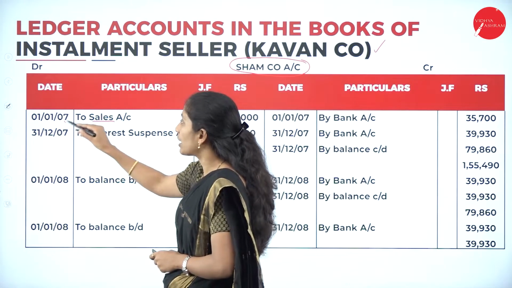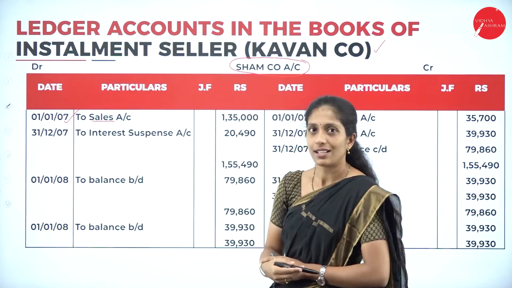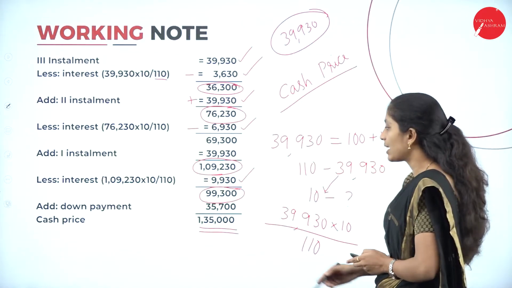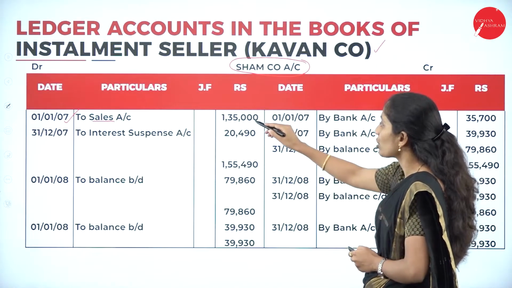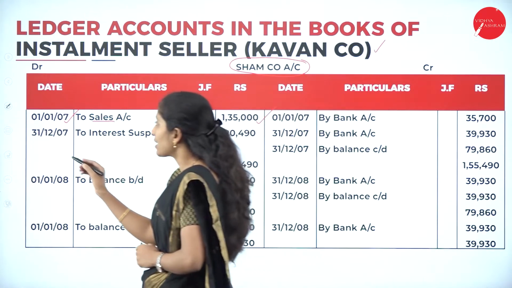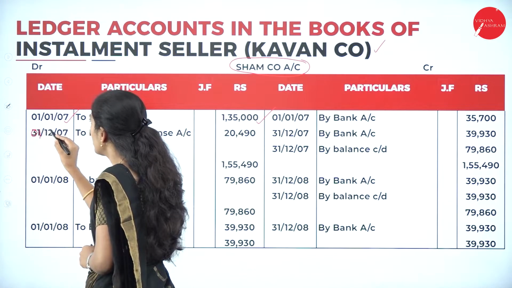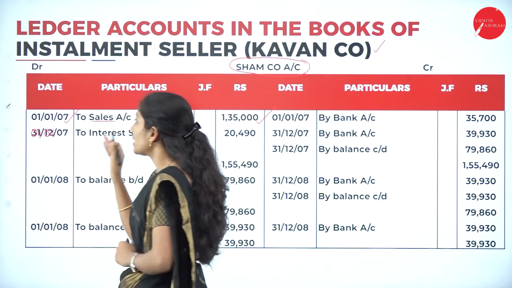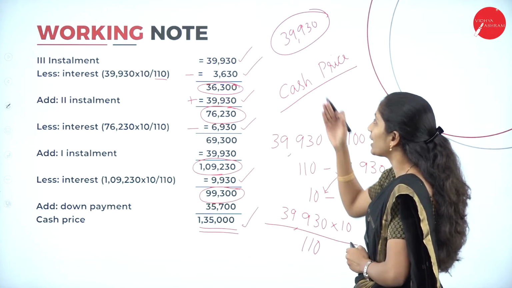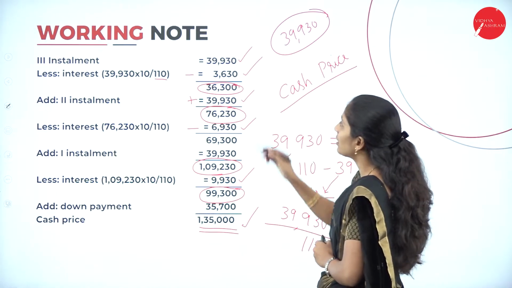Now what are you going to record? That is on 1/1/2007, to sales account. So what is the cash price of the asset? 1,35,000. So I'll record 1,35,000. Next, on the same date, 01/01/2007, to interest suspense account. So you have to add all the years' interest. Now what is the third year interest?